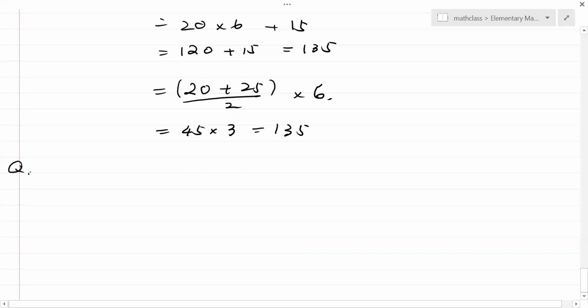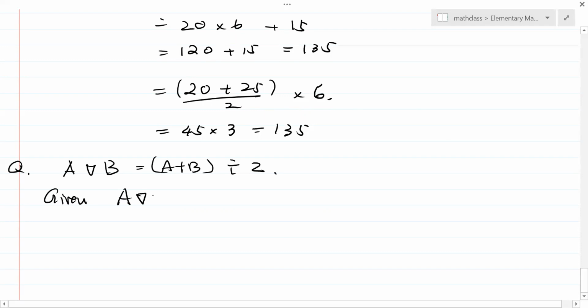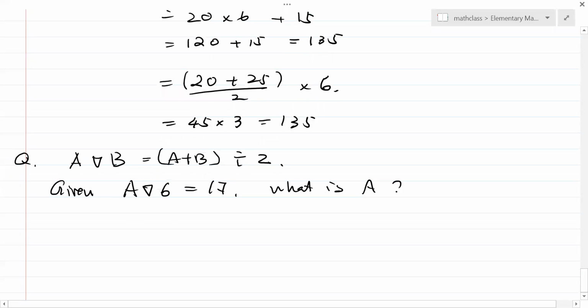Okay, so here's a question. A number B represents the average value. How to get the average value? A plus B divided by 2. Okay, given the information, the average value of A and 6 is going to be 17. What is A?